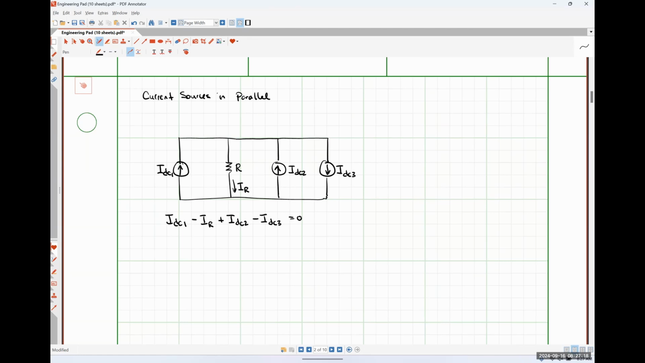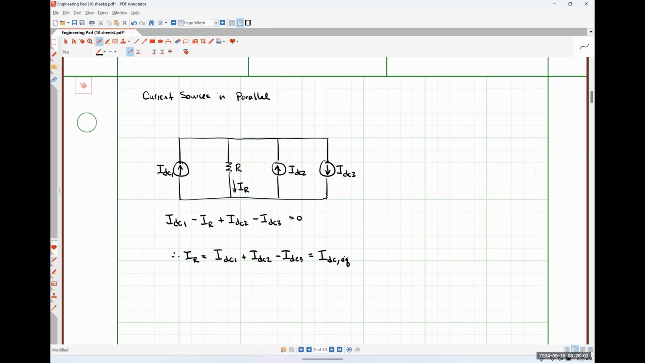Once again, I'm just going to have the resistor quantity, current in this case, on one side of the equal sign. So that's going to look like IR is equal to, and I'm going to leave all of the sources on the other side so that we can see effectively what our resistor sees. So applying Kirchhoff's current law here, we would see that IR is simply IDC1 plus IDC2 minus IDC3, or some equivalent DC current source that is just a combination of those current sources.